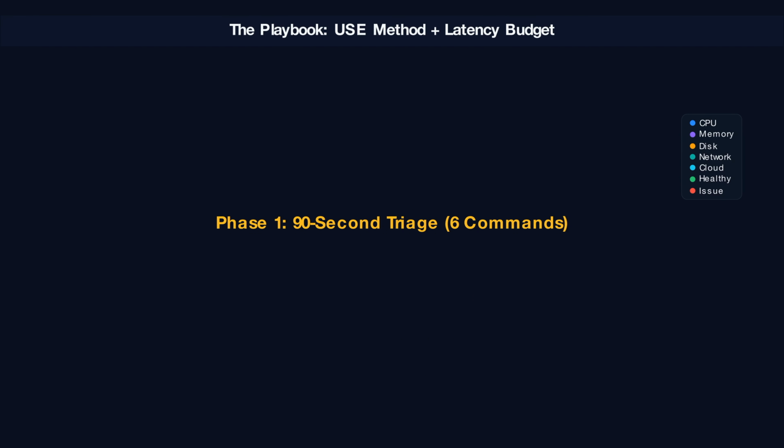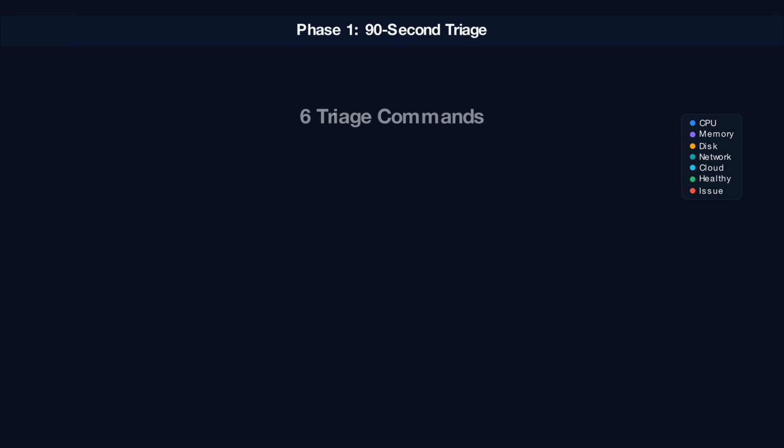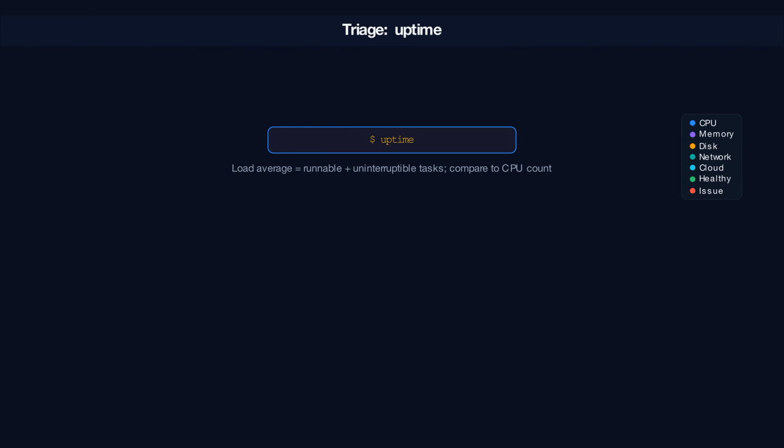Phase 1, the 90-second triage. 6 commands that tell you which bucket to investigate. Command 1, uptime. It shows load average, the number of runnable plus uninterruptible tasks over 1, 5, and 15 minutes. Compare it to your CPU count. If load average is 0.45 on a 4-core machine, you are fine. If it is 24 on a 4-core box, something is badly saturated.